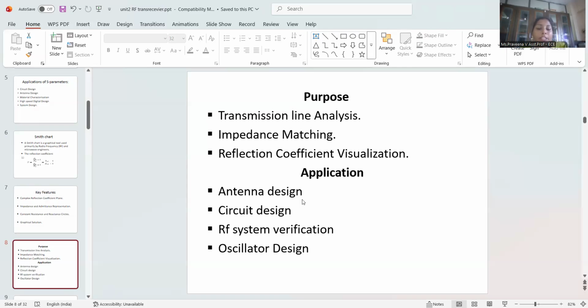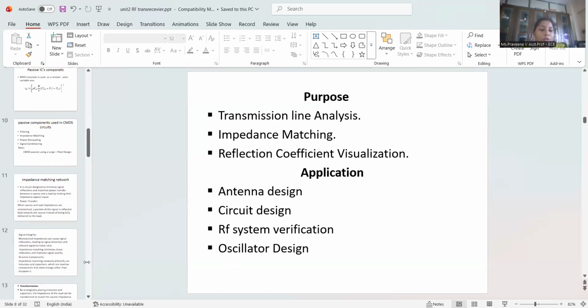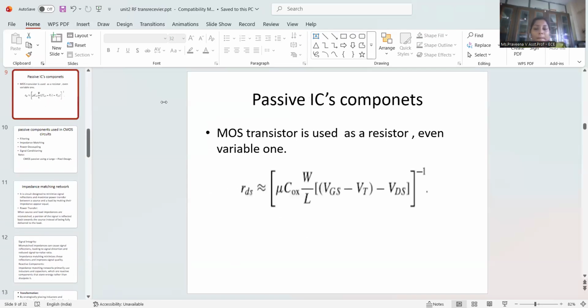The engineers use the Smith chart to design the feedback and matching networks for stable oscillation. Then we are going to see about passive IC components. Here we are going to see about RDS. RDS is nothing but drain to source resistance, and mu is the carrier mobility, that is either the electron mobility or hole mobility.